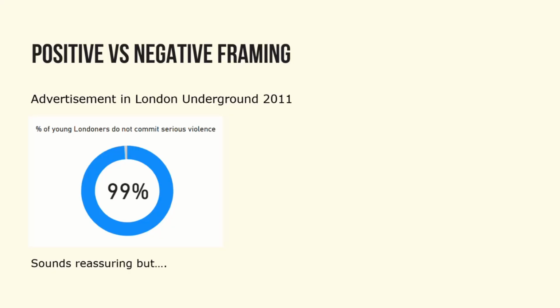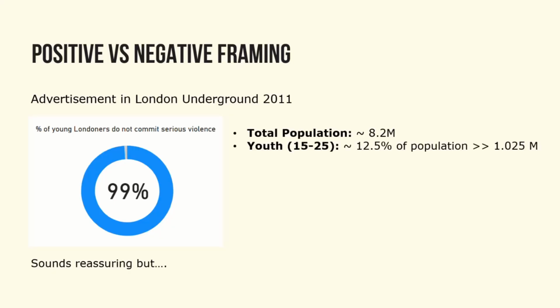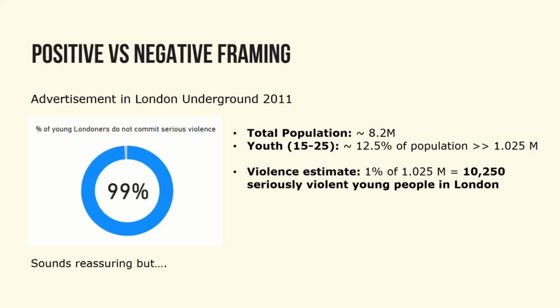But let's look into these numbers. At the time, the total population was about 8.2 million. Youth between 15 and 25 years old accounted for 12.5% of the population, so there are just over 1 million youth in London at the time. Let's apply the violence estimate, which was 1%. So in total, there were 10,250 seriously violent young people in London.